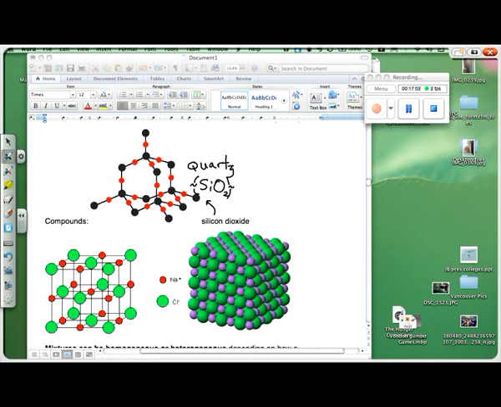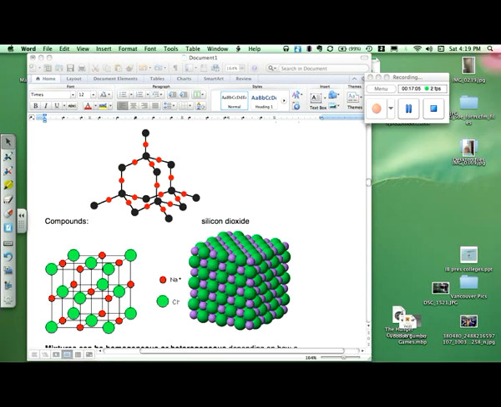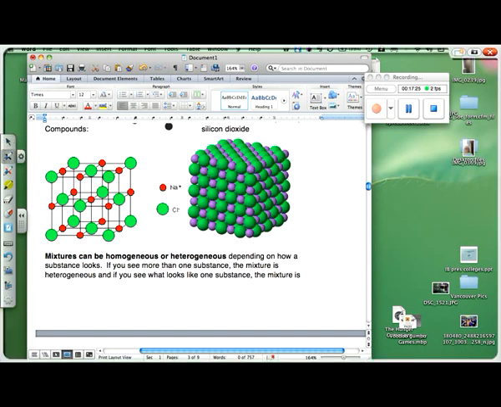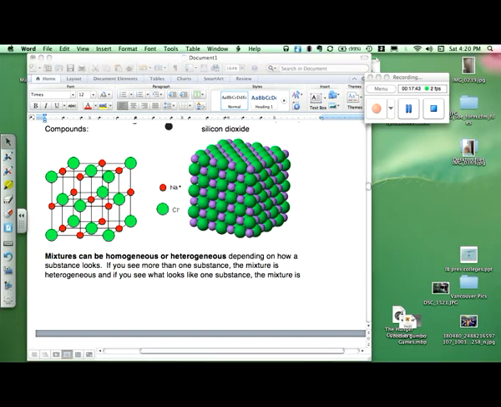Down here we have our familiar sodium chloride, an ionic solid, alternating positive and negative ions. This is with the solid pulled apart. This here is more what we call a space filling model, so it's more compact. As I said earlier, we just talked about pure substances. If we come back to mixtures, they can be homogeneous or heterogeneous depending on how it looks. So again, it's that visual clue. If you see more than one substance, it is heterogeneous. If it looks like one, then the mixture is homogeneous.